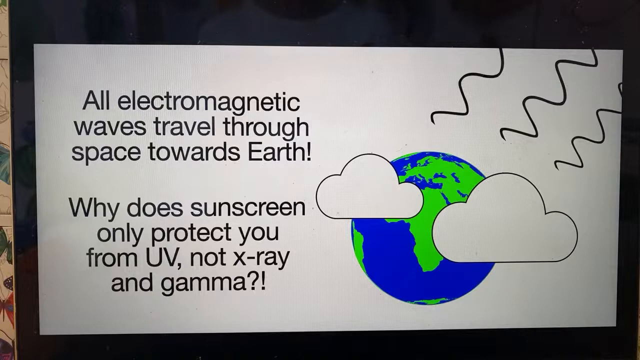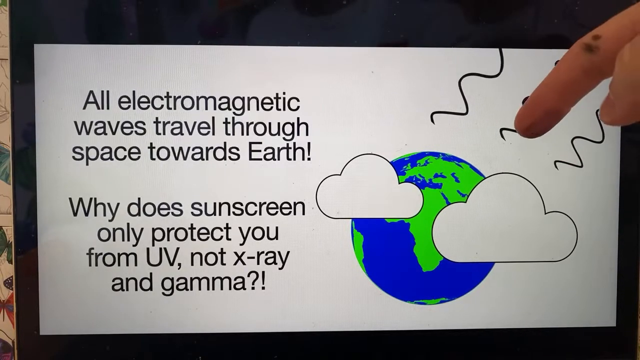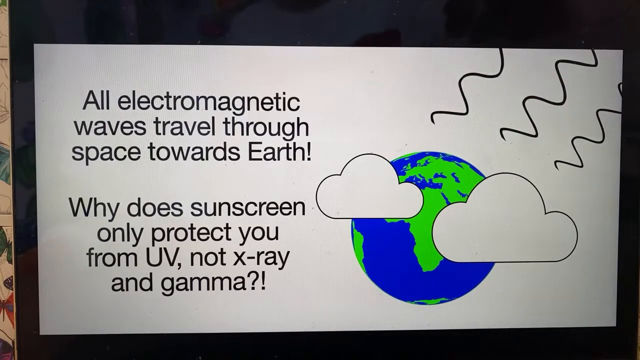What's that about? I have just told you that gamma waves and X-rays and ultraviolet rays, as well as the others, are all travelling through space towards Earth right now. They're all incredibly damaging. In fact, gamma and X-ray are the most damaging to skin. Why does your sunscreen only protect you from ultraviolet radiation?